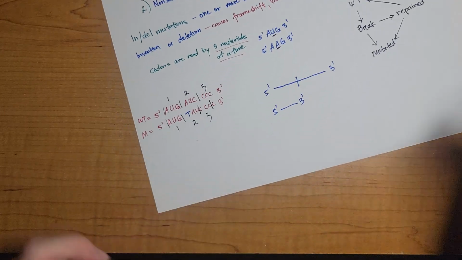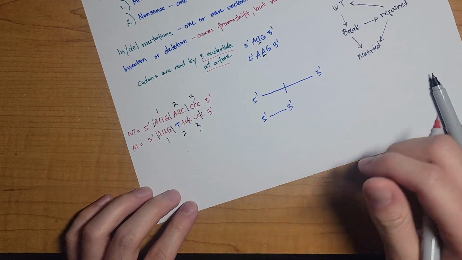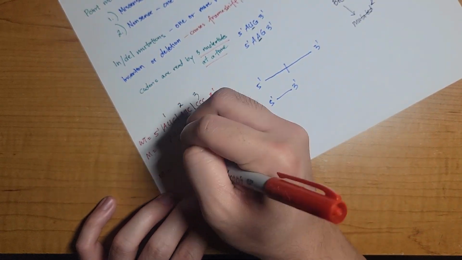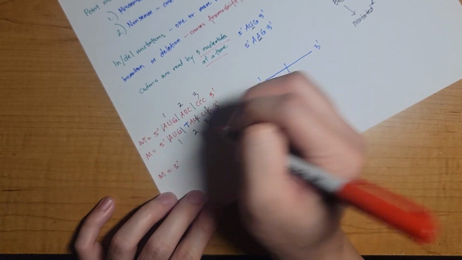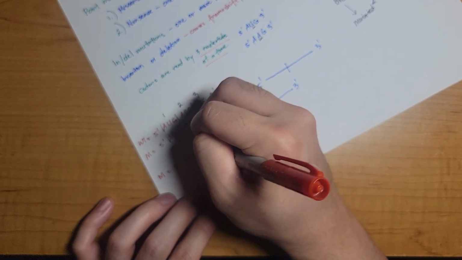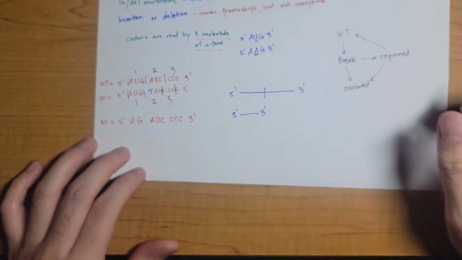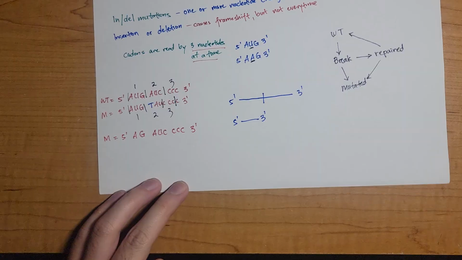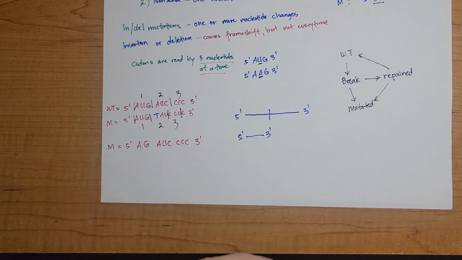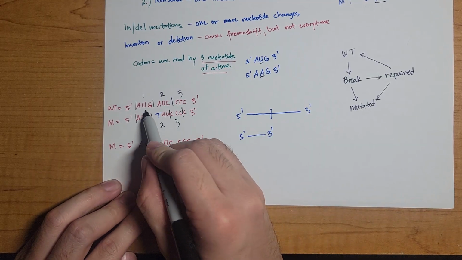So let's say we have the same wild type, and let's say we deleted something instead. So 5 prime. Let's say I deleted the U instead. Now, I am pretty sure you already see what's happening here. Codons are read 3 nucleotides at a time. So I deleted the U instead.